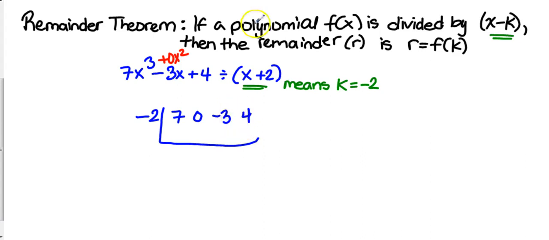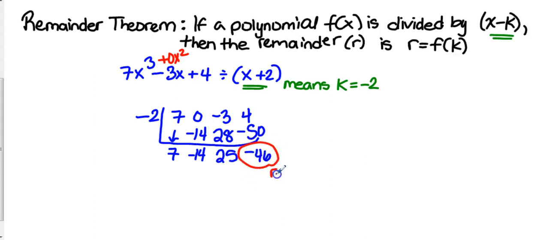Running this through synthetic, we drop the 7, multiply negative 2 times 7 is negative 14. Bring it down, add straight down. Negative 2 times negative 14 is a positive 28. Adding down, negative 3 plus 28, 25. Multiply negative 50, add negative 46. This is my remainder.